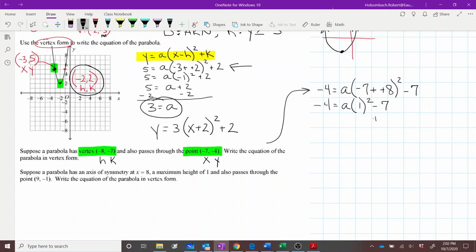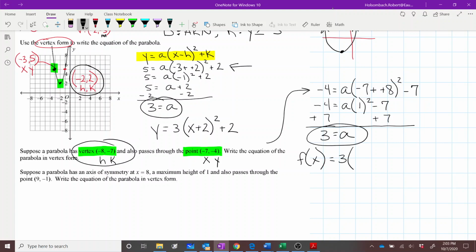So if we add 7 to each side, then 3 is equal to 1 squared, which is 1, times a is 1a, and we write it as a. So here's our a. Here's our vertex. So we can say that the function of x is equal to 3 times (x plus 8) squared minus 7. That's our equation in vertex form.